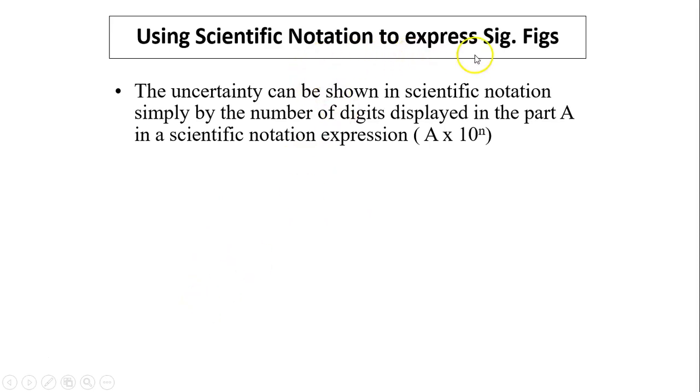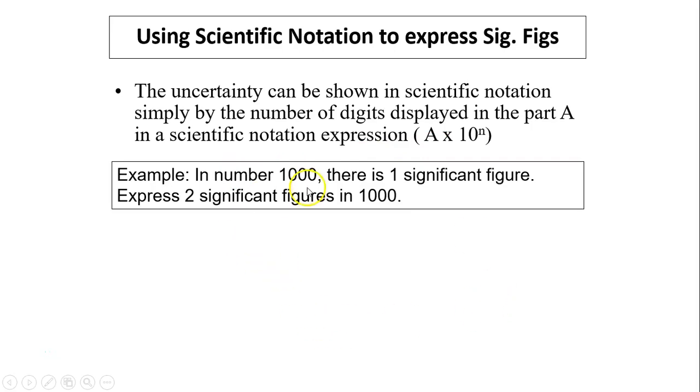Using scientific notation to express significant figures. The uncertainty can be shown in scientific notation simply by the number of digits displayed in part A in a scientific notation expression. This is the scientific notation expression A times 10 to the n. Remember, this A has to be a number greater than or equal to 1 and less than 10.